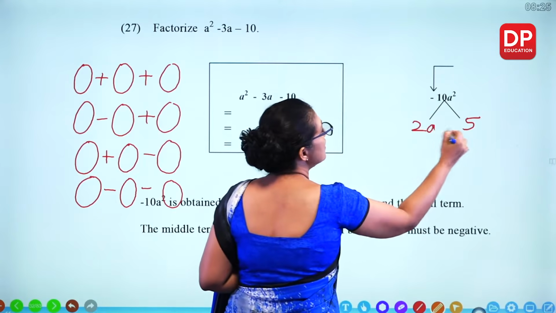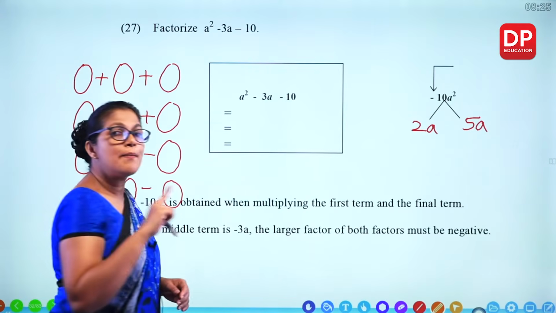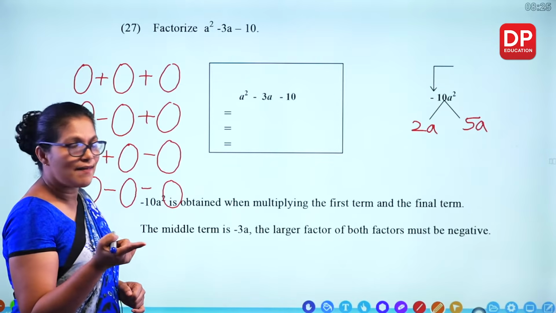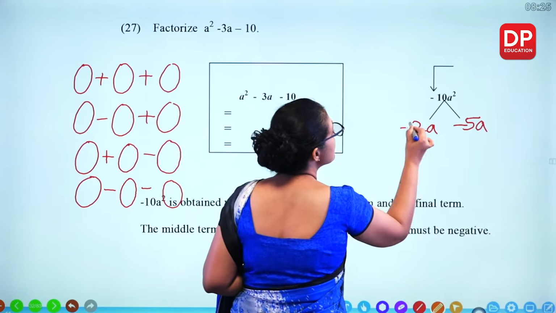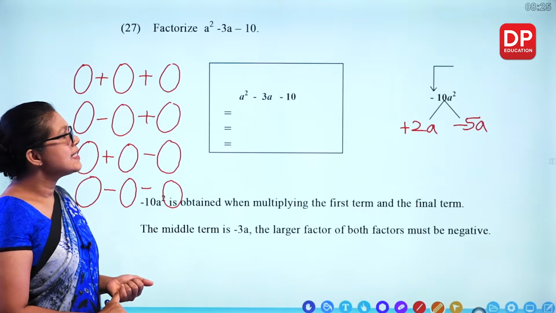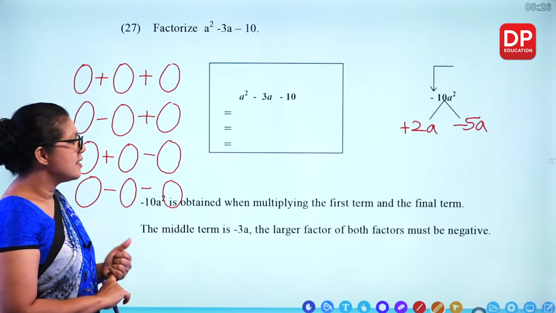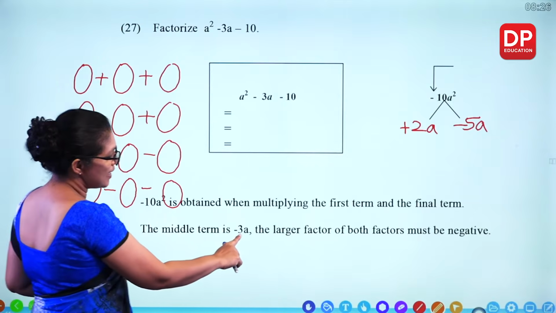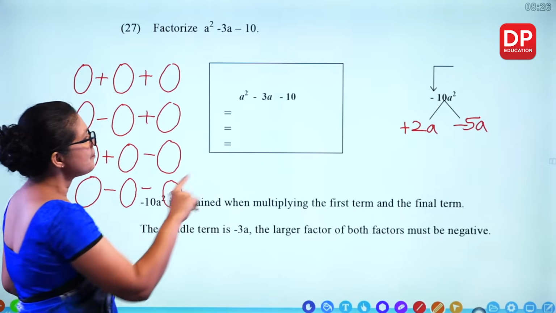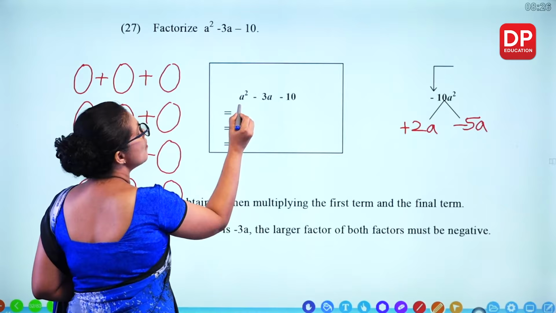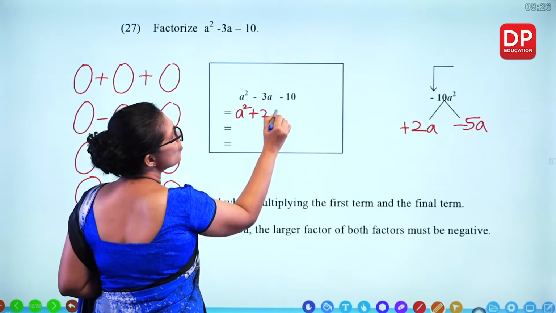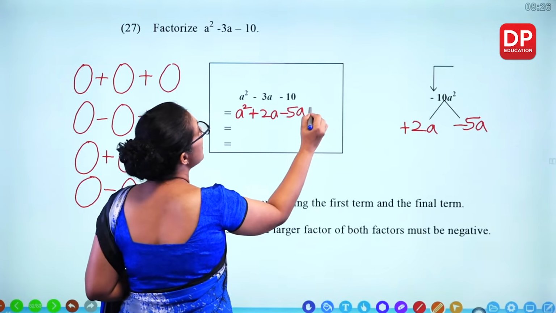Now what happens? This is a and a. Middle term is negative means you need to get the bigger one negative. Negative 5a and plus 2a, you get negative 3a. So middle term is negative means select the bigger one negative. So here the middle term is negative 3a. The larger factor of both factors must be negative. So we can use that one to split the middle term. a squared plus 2a minus 5a minus 10.